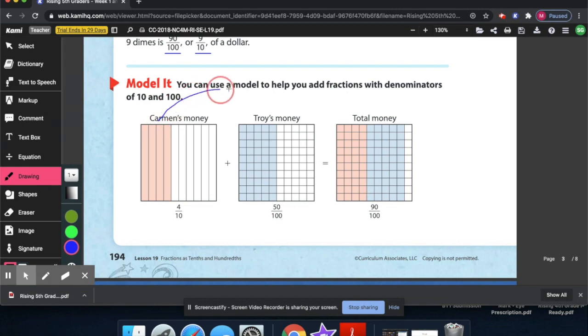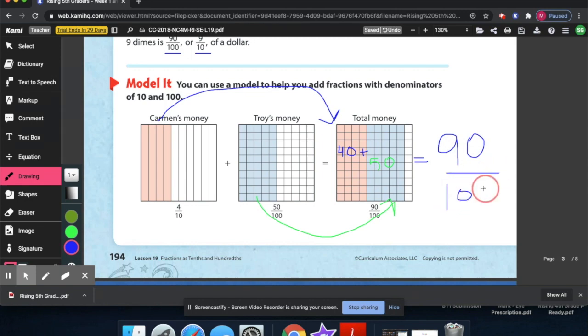Now, I just want to put an arrow to kind of show you what's going on. Okay, so Troy's model stayed the same. So it stayed as 50 hundredths. So this is 50 still. And then all they did with Carmen's was add those rows so it could be represented in hundredths. So this became 40 instead of 4. And they added those together and they got 90 for the numerator. And the denominator turned into hundredths.